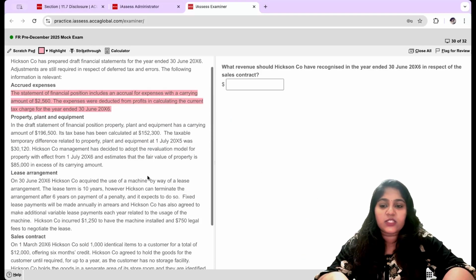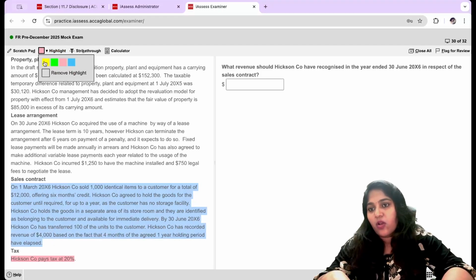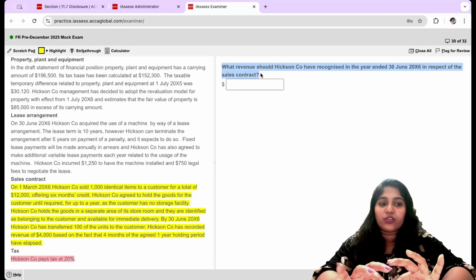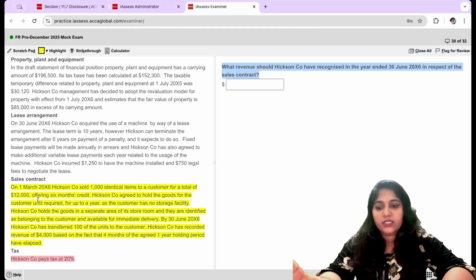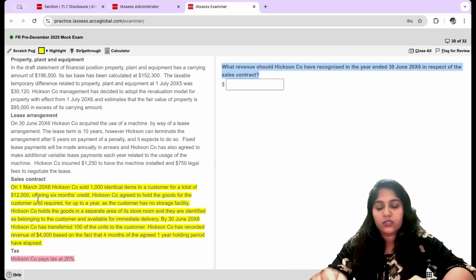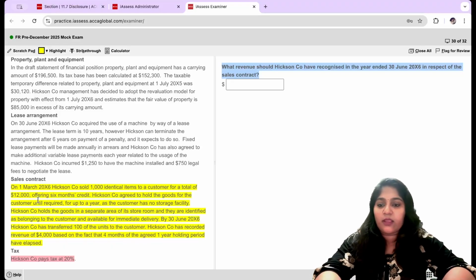Then comes the last question of your section B related to sales contract. Sometimes if the question is longer, please understand the answer could be very easy. All you have to read is the requirement. What revenue should Hicks and Company have recognized in the year ended 30th June X6 in respect of the sales contract? Read the information. On 1st March X6, that is about 4 months before the year end, March, April, May, June, we sold 1000 identical items to the customer for a total of $12,000, offering 6 months credit. Very good. If I have given the control, then the performance obligation is satisfied, and I can treat it as revenue.